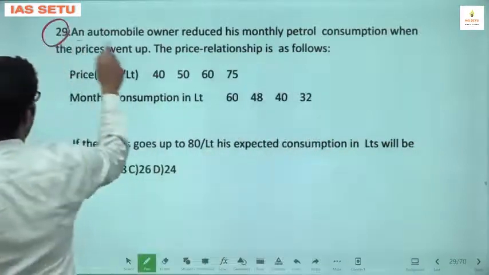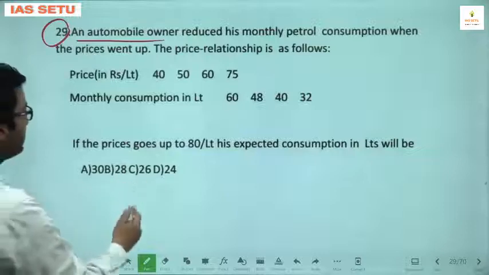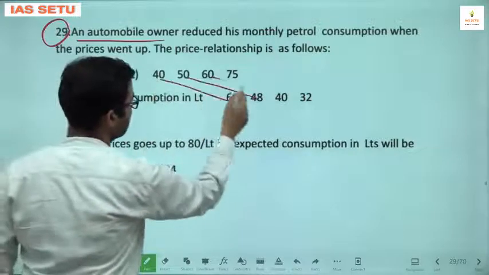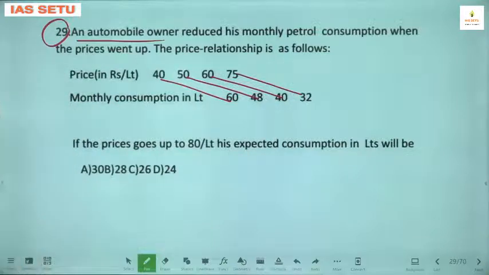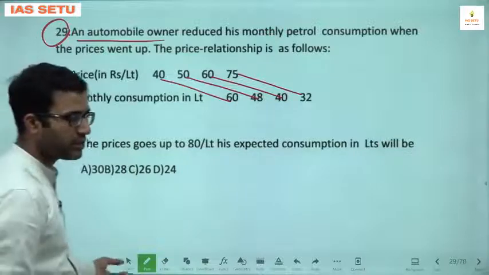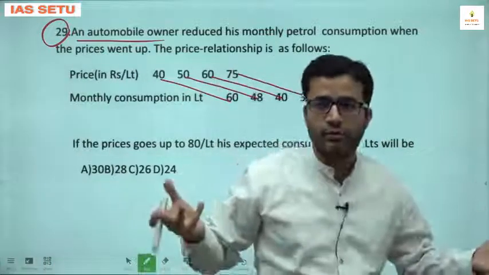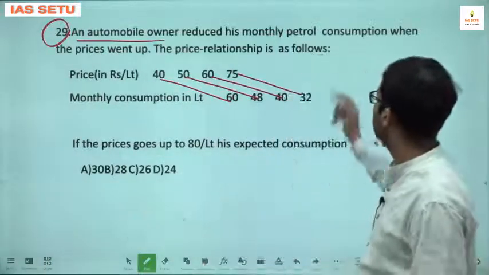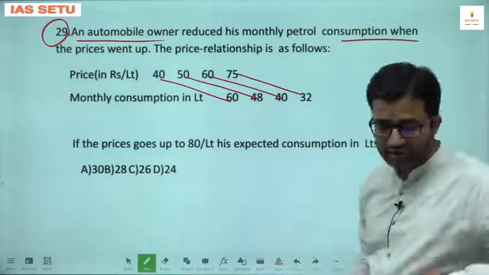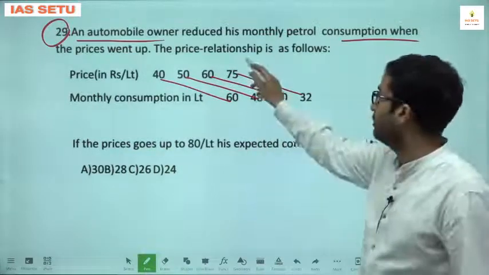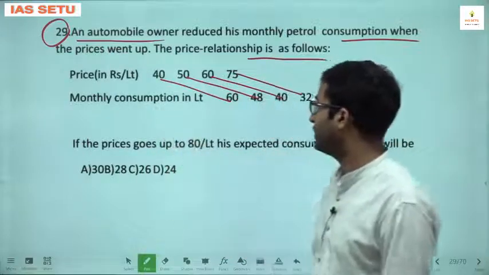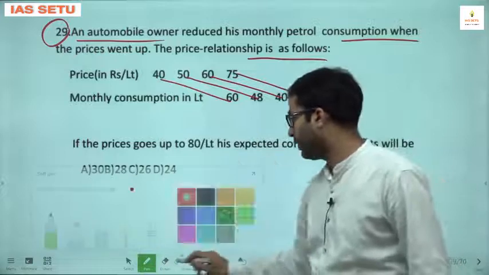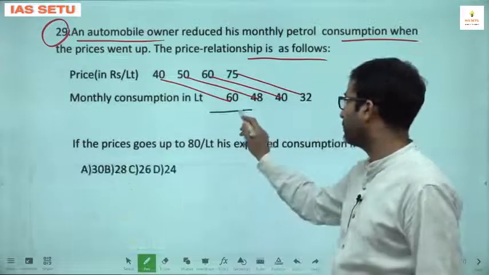Question number 29. An automobile owner. See here, this is 40, 60, 50, 48, 60, 40, 75, 32. The owner reduces his monthly petrol consumption, and it is a real time example. Every time there is a hike in the petrol or diesel price, we reduce the consumption because we have fixed a certain budget for petrol. So when you multiply price into monthly consumption, you will find there is something which is common.